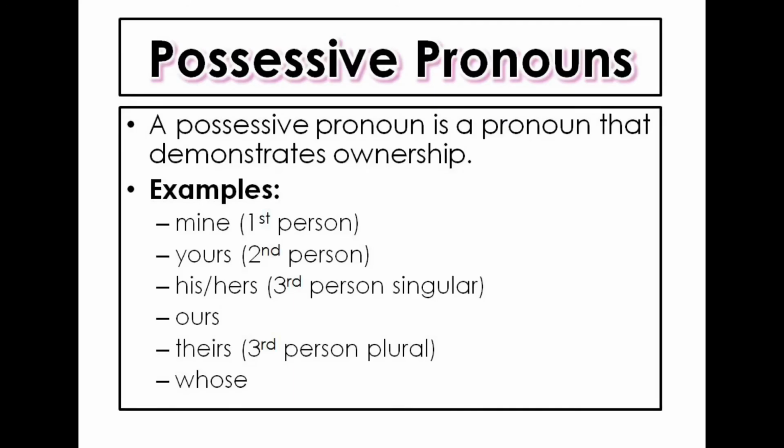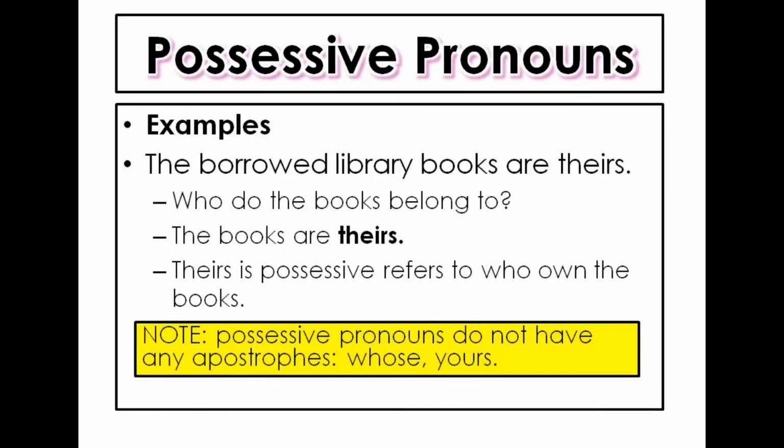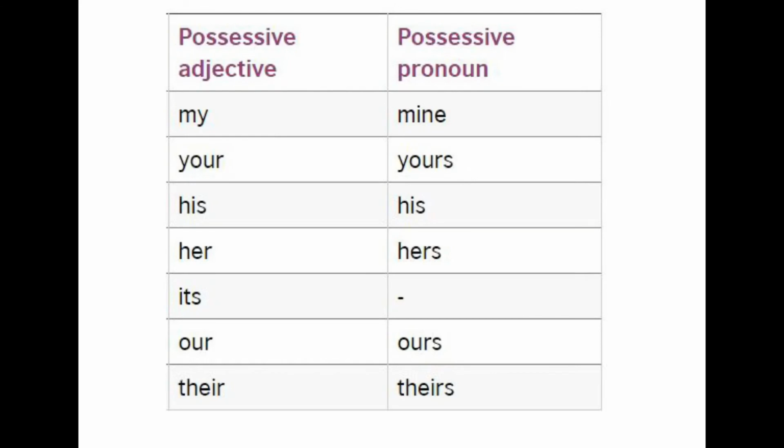A possessive pronoun is a pronoun that demonstrates ownership. The borrowed library books are theirs. Who do the books belong to? The books are theirs. Theirs is possessive. It refers to who owns the books. Note, possessive pronouns do not have any apostrophes, using these words whose or yours. Here's a list of the different possessive pronouns. These would be used like an adjective in front of a noun, and these would be used wherever you would put a noun.